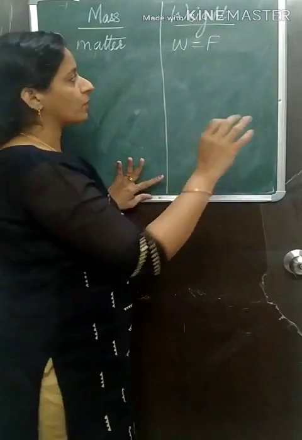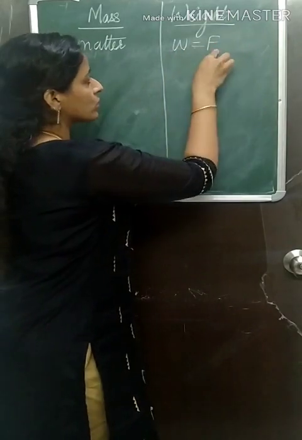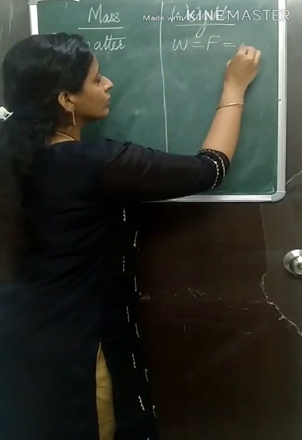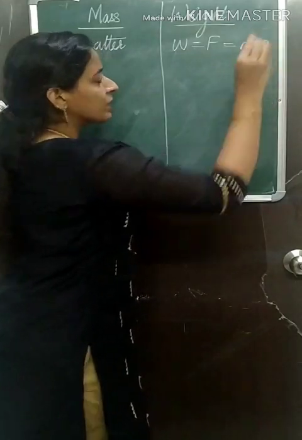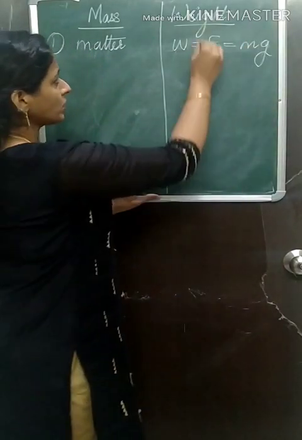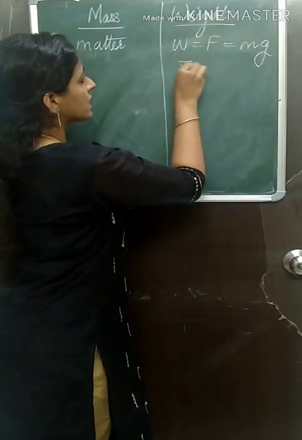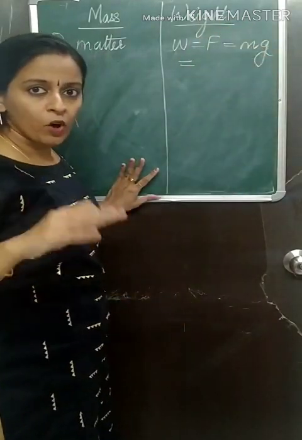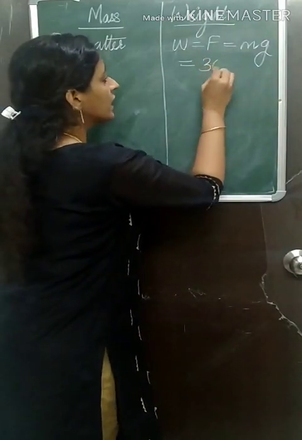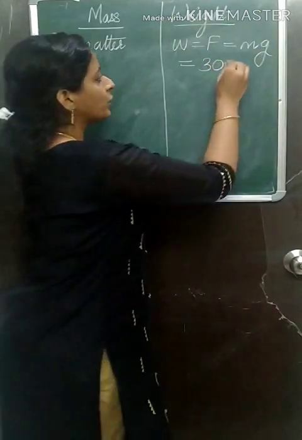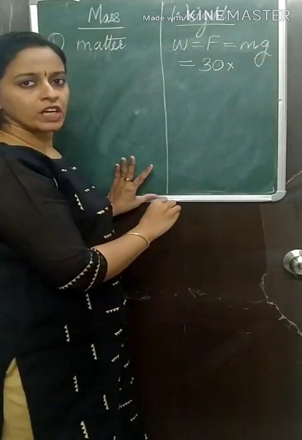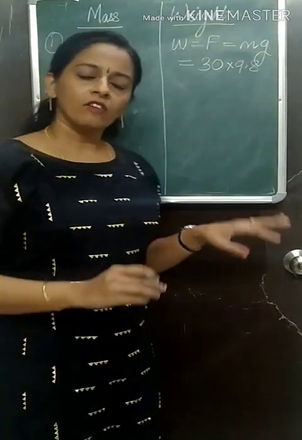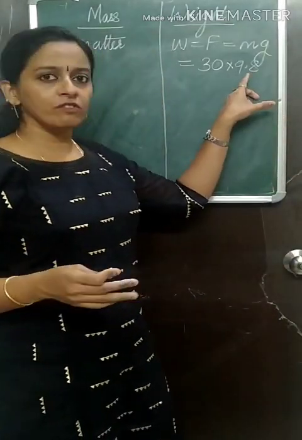This you don't write now. W is equal to force, no? Means weight is equal to force. What is the formula of force? Force is ma. For gravity we will write it as mg. So if you are calculating weight, how will you calculate? You need mass. Suppose your body mass is 30 kg, then 30 into, if you are on the surface of the earth, you will take g as 9.8. Or for any other planet, the value of g will change.